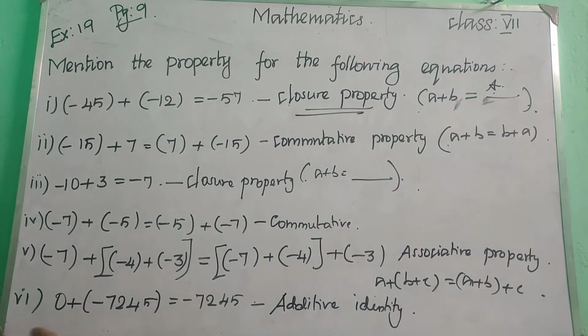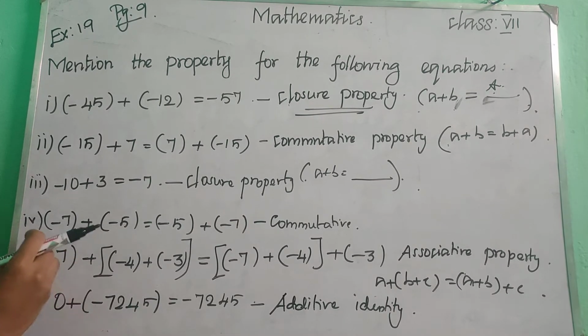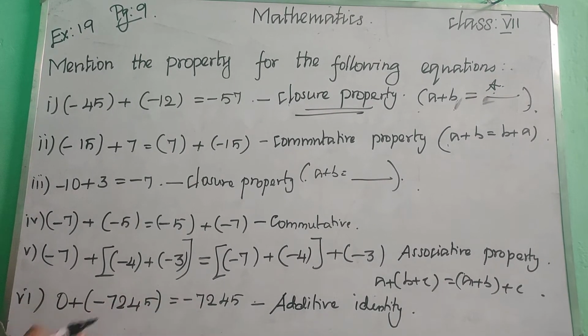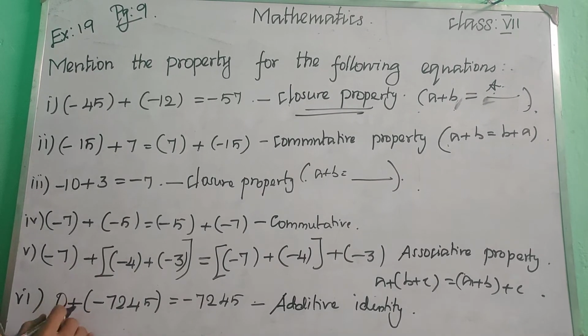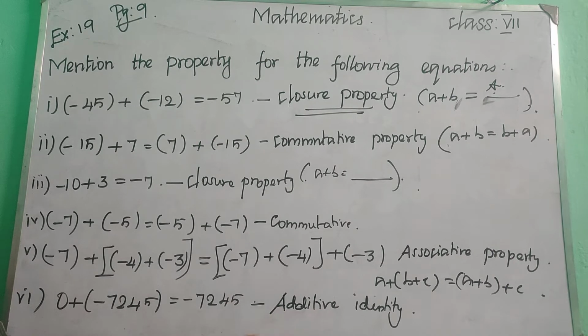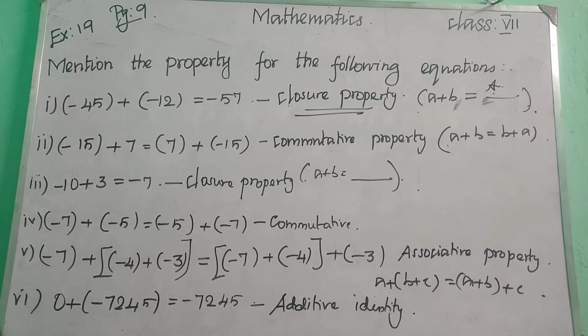And then additive identity means, simply, what will be added to a number to get the same number. If we get the same number, identity means that is called additive identity. In addition we are getting the identity number, so we are calling it additive identity. Okay, children, so these are all the properties we have learned.